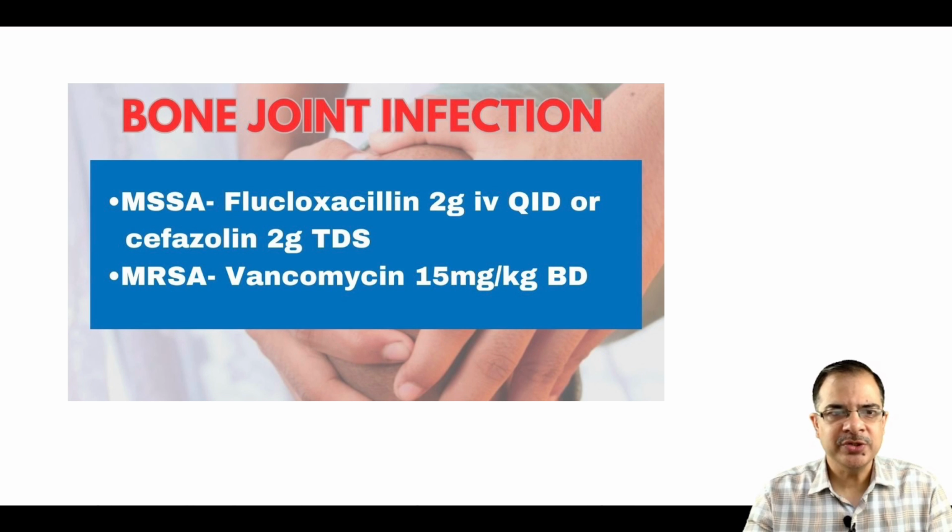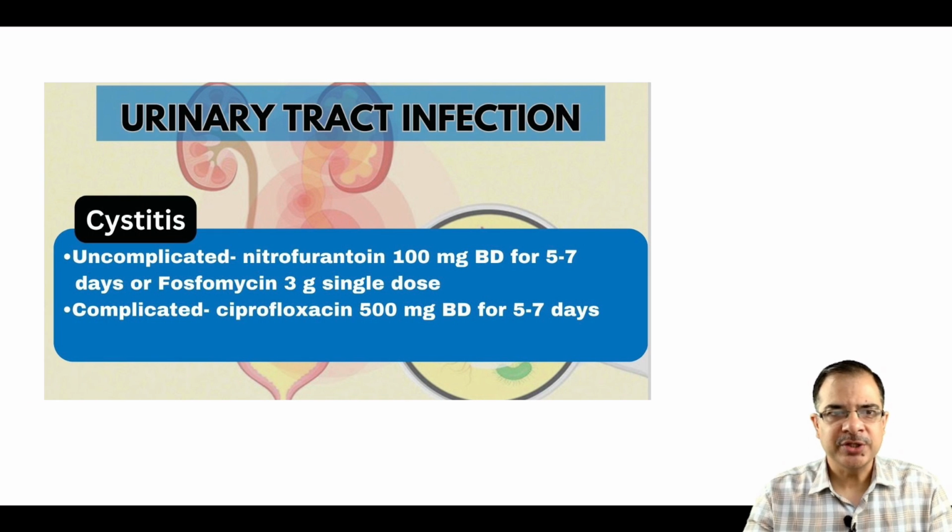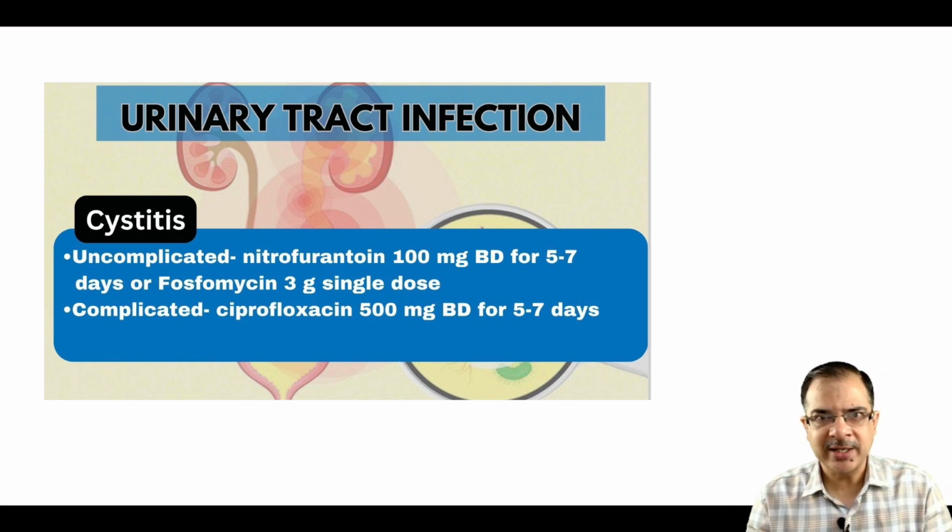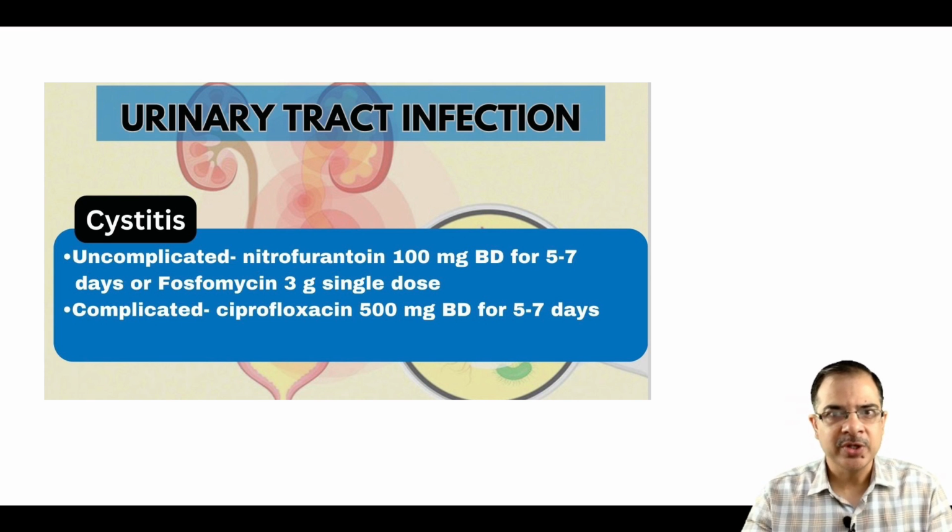Bone and joint infections: methicillin sensitive Staph aureus, flucloxacillin is preferred. While if it is methicillin resistant Staph aureus, then vancomycin is given. Urinary tract infections: cystitis is there, so it can be an uncomplicated cystitis or complicated cystitis. All those definitions we have covered in the urinary tract infection video. So uncomplicated, we give nitrofurantoin or fosfomycin.